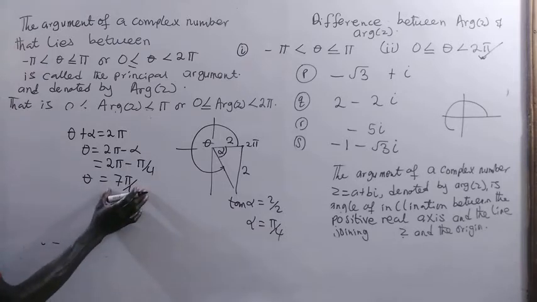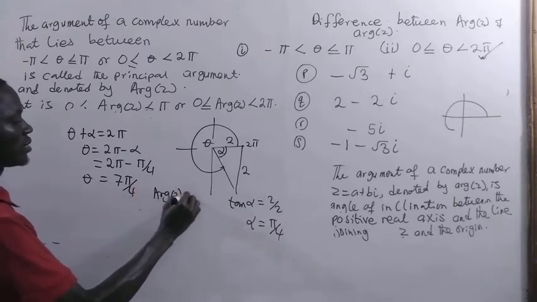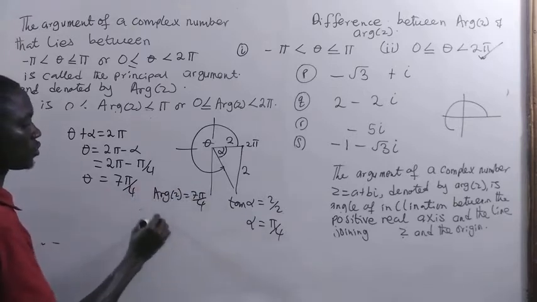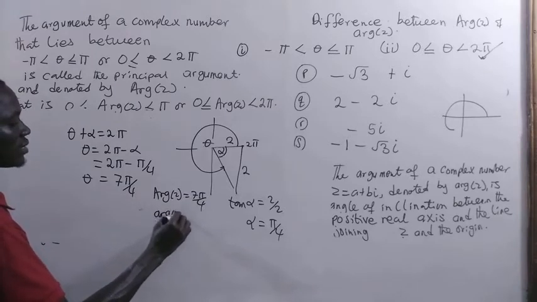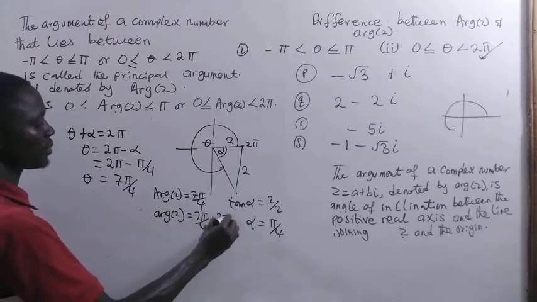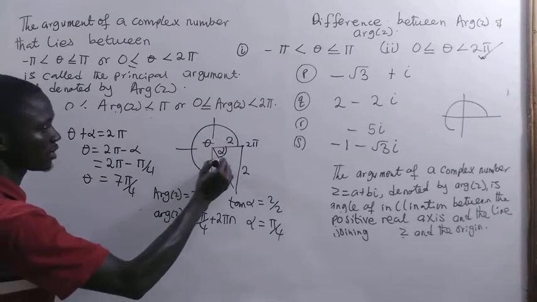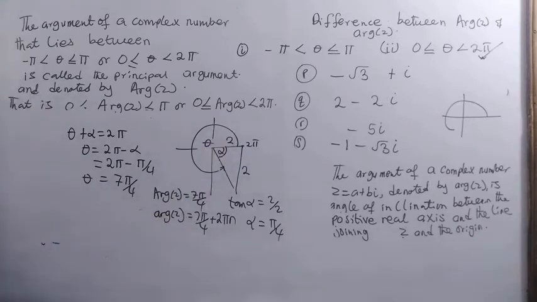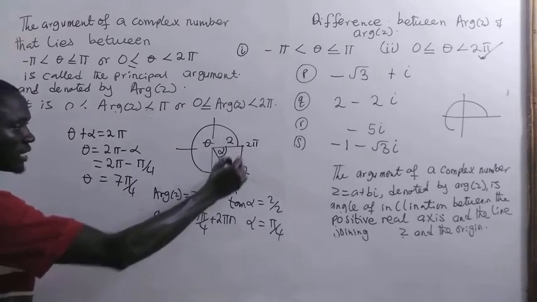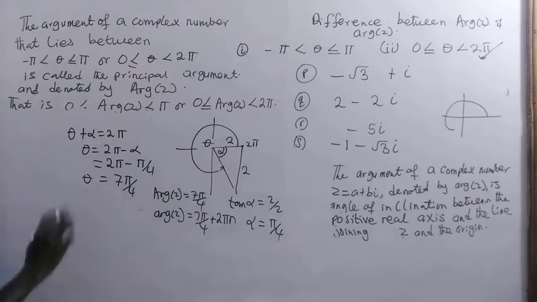So here, this is the principal argument. So the principal argument is 7 pi on 4, and the general argument is 7 pi on 4 plus 2 pi n. In some books they make it k. That is, if I go around, I'll come and land on it. Simple as that. What about if we are to measure in the clockwise direction? What will be the principal argument and the argument?